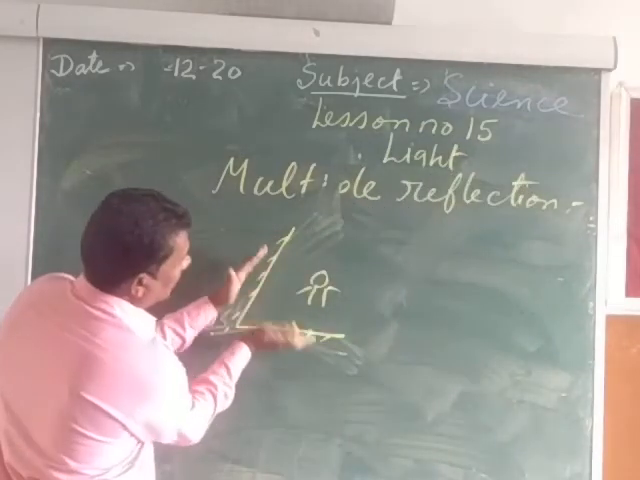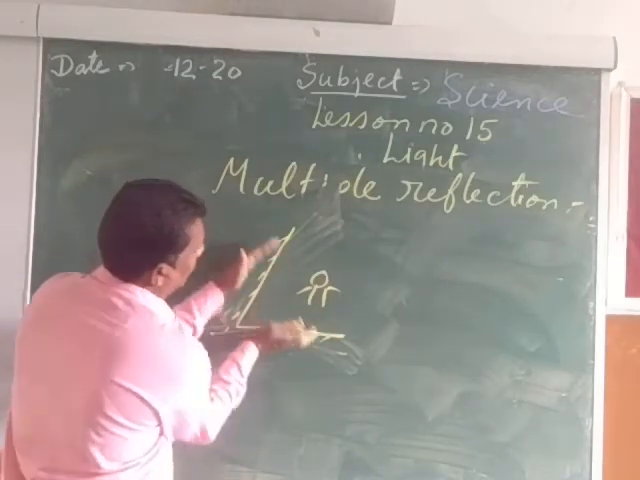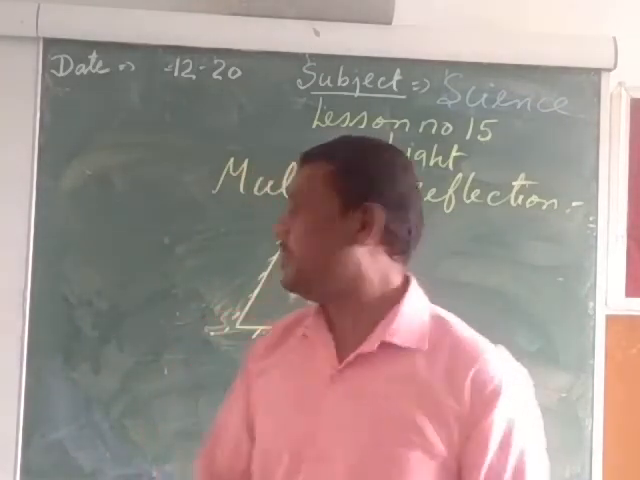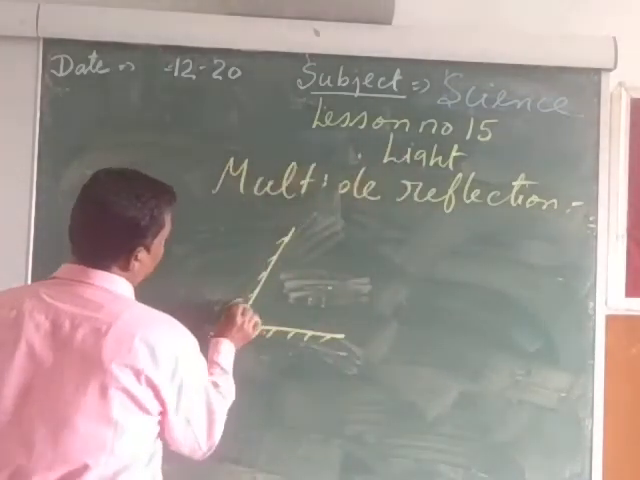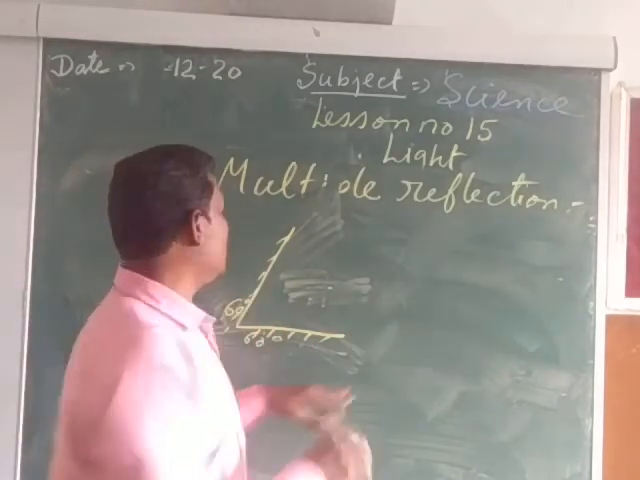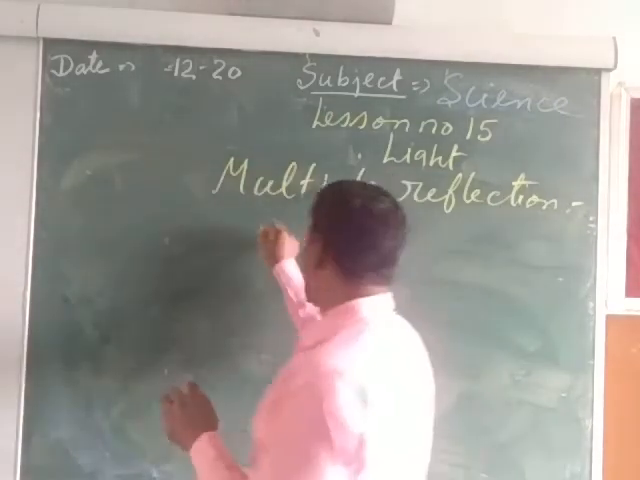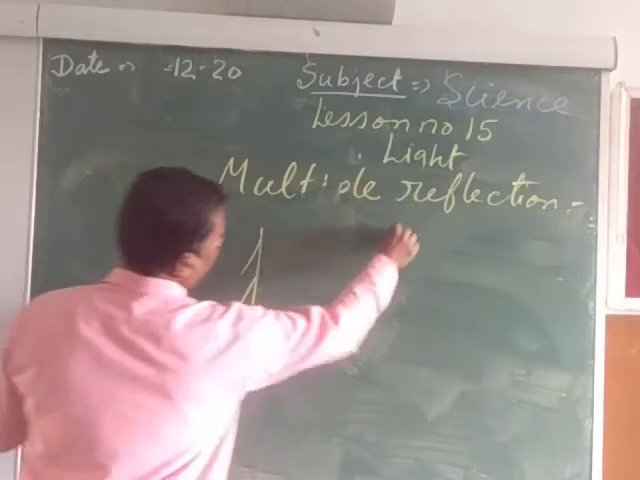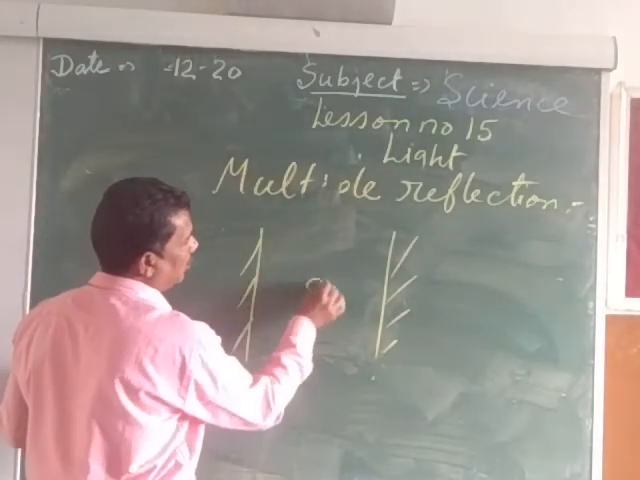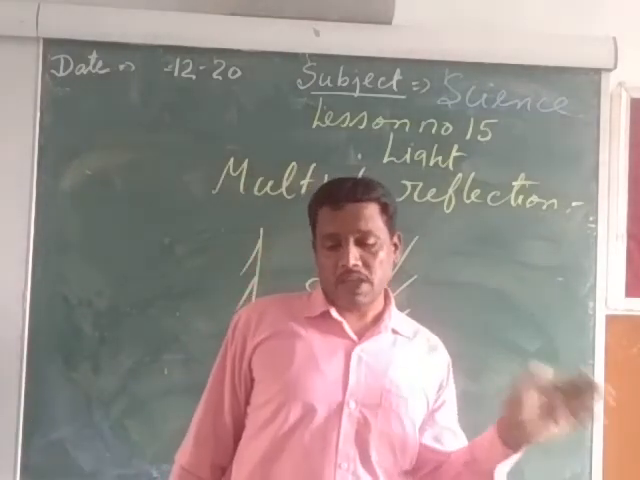Suppose we are reducing the angle, less than 90 degree. We will get multiple images, so many images. So my child, suppose here the angle is 60 degree. Then we get so many images of the same object. And suppose the two plane mirrors are kept parallel, with one plane mirror here and the object the same. Then we will get infinite images of the object.